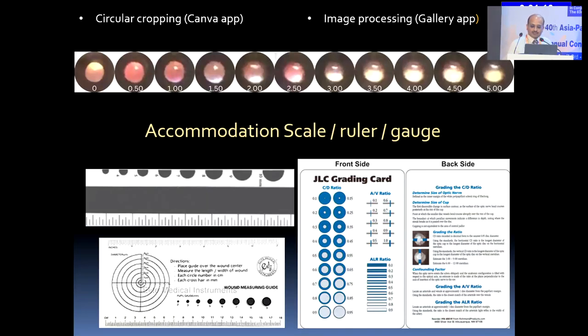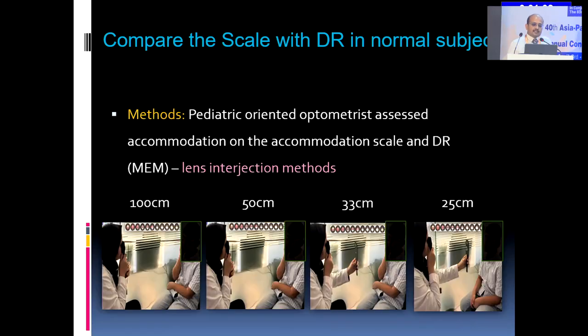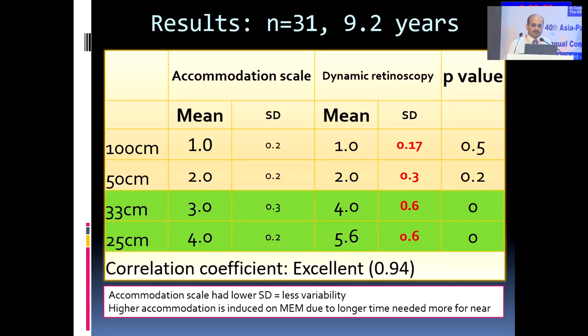ratio, AV ratio, etc. We had to have 15 patients in our sample for 80% power of the study and 5% significance level. We included 5 to 16-year-old children with normal ocular and systemic health. Our pediatric oriented optometrist first performed this technique, which we coined as estimation dynamic distance direct ophthalmoscopy using accommodation scale, and minimal estimation method, which is a dynamic retinoscopy method.